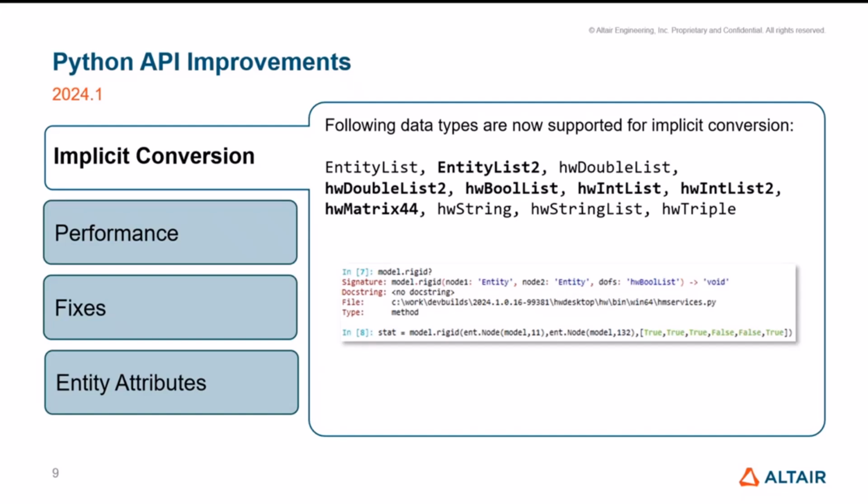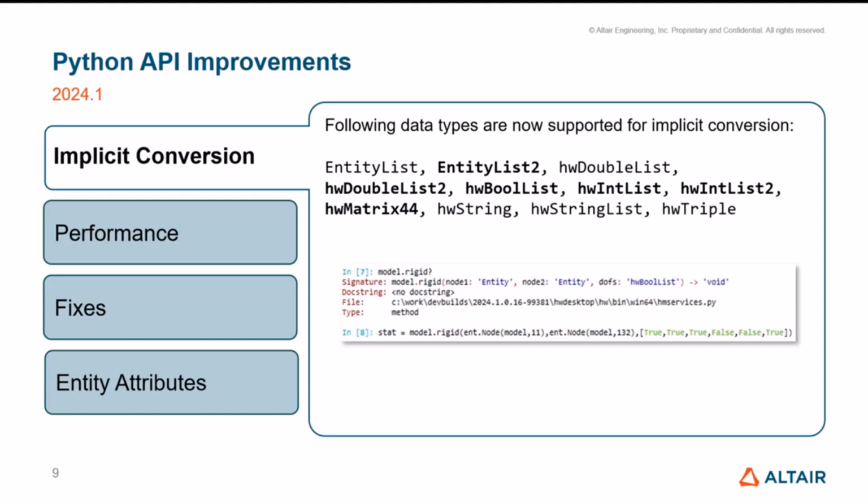The implicit conversion mechanism, as we refer to it, basically allows you to use native Python data types instead of the HyperMesh ones. In other words, HyperMesh functions, as they are exposed in Python, use various different types of data types. They are native to HyperMesh, and they're there for a very good reason. If you look at the signature of different functions, here we've got an example of a rigid method function, which takes a HW bool list. Okay, it's a native type for HyperMesh.